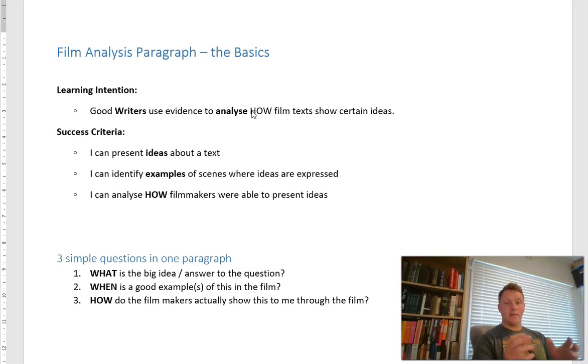So particular scenes that I might have shown you guys on Compass or in previous lessons, or you might even go and find on Netflix, watching the film if you like to. And lastly, I can analyse how the filmmakers were able to present these ideas. So actually getting into the detail of what is it that the film is actually doing to show this idea? How do I know that it's presenting this idea?